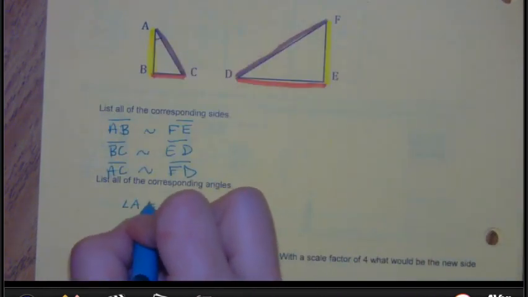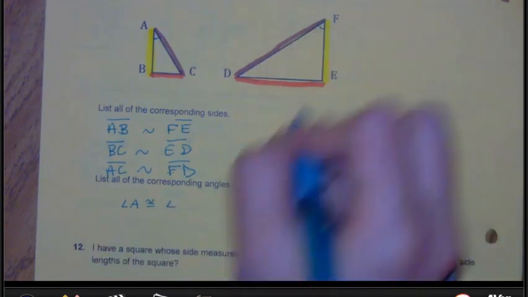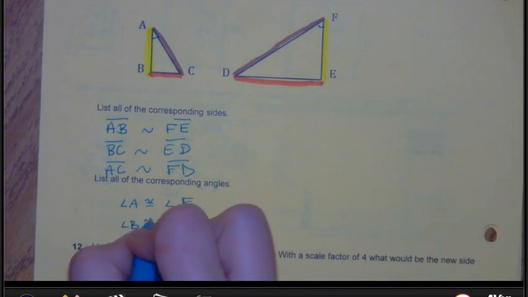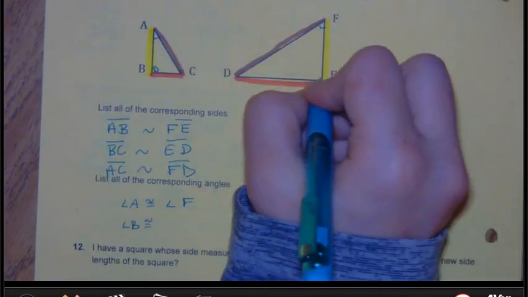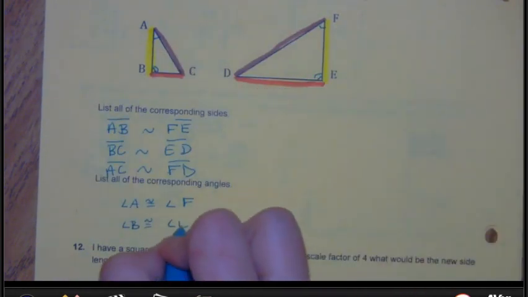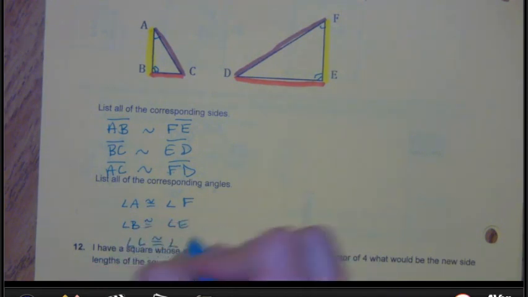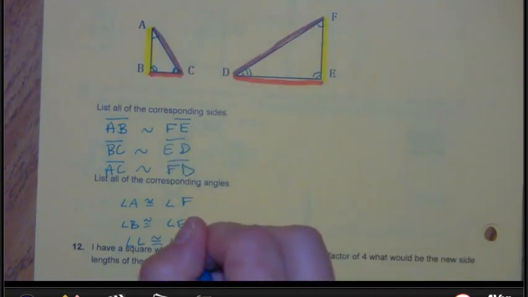Now let's take a look at the angles. Well, angle A is congruent to angle F. Angle B is congruent to angle E. And then last but not least, angle C is congruent to angle D.